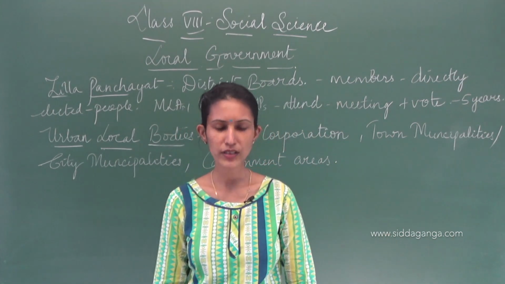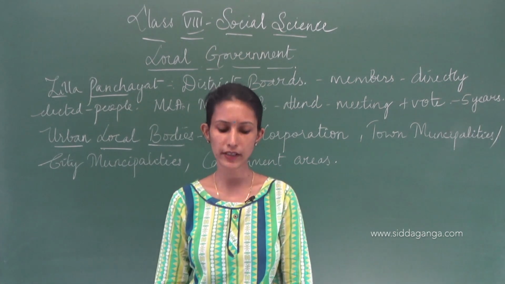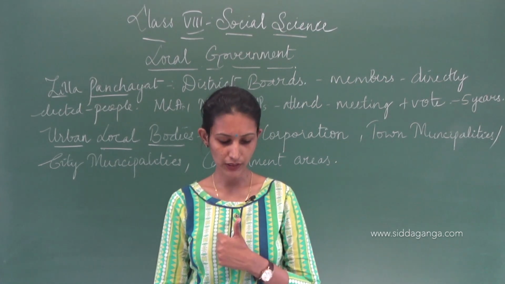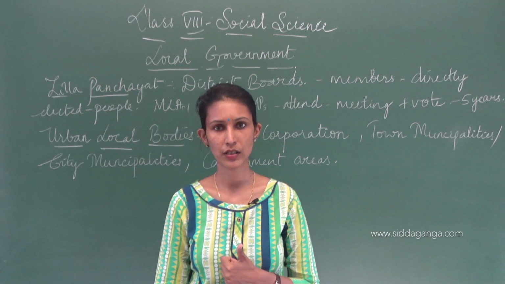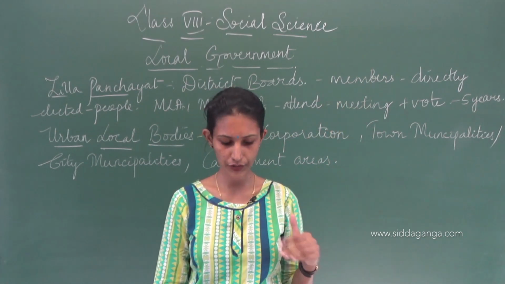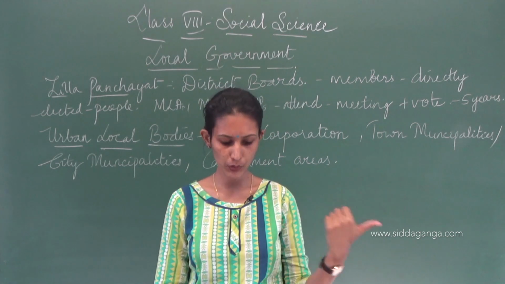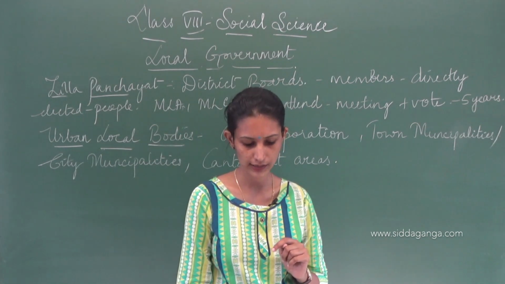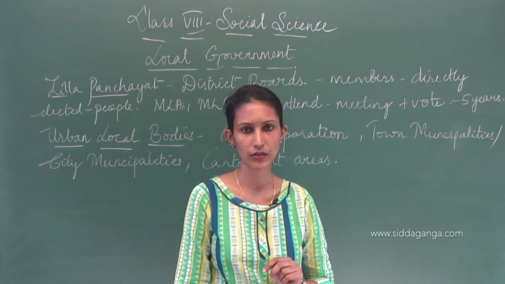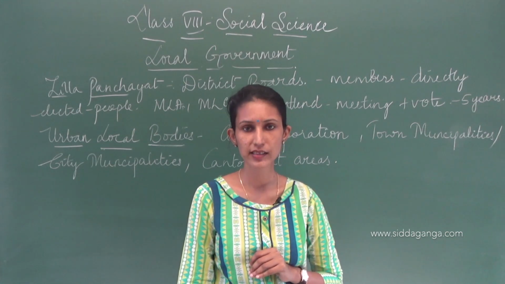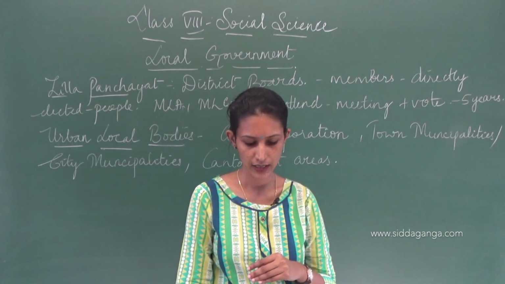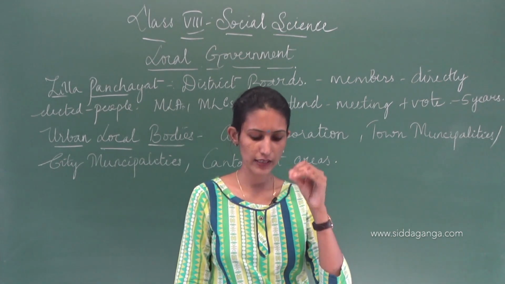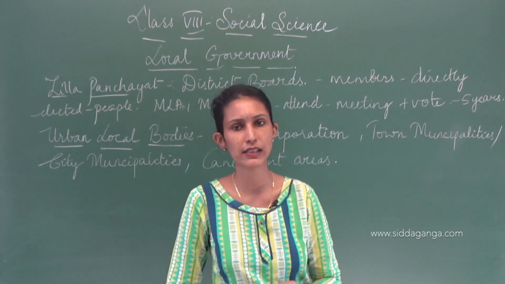Alright, now what are their functions? Urban local bodies, what are their functions in general? The first one is they have to prepare the budget. Okay, how much they have to spend, how much they have to do, they have to prepare the budget and get the approval of the council. Then they have to look after the administration of the town or the city. They have to plan the town, the town planning system, and implement it. Then they have to provide good transportation, roads, water supply, health facilities, electricity, education, market facilities.